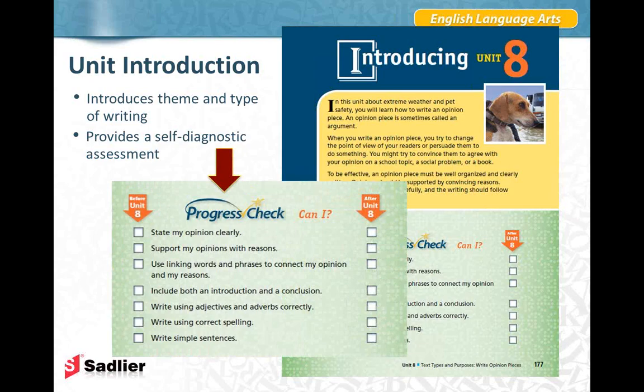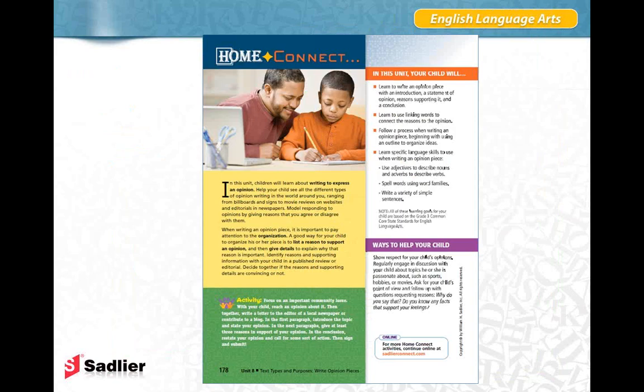I want to stress that we're going along with the same theme, extreme weather, but in this case we're bringing in pet safety. And they'll be learning about writing an opinion piece about pet safety. So the student has taken a side of whether to save a pet during a storm or not. Let's take a closer look.